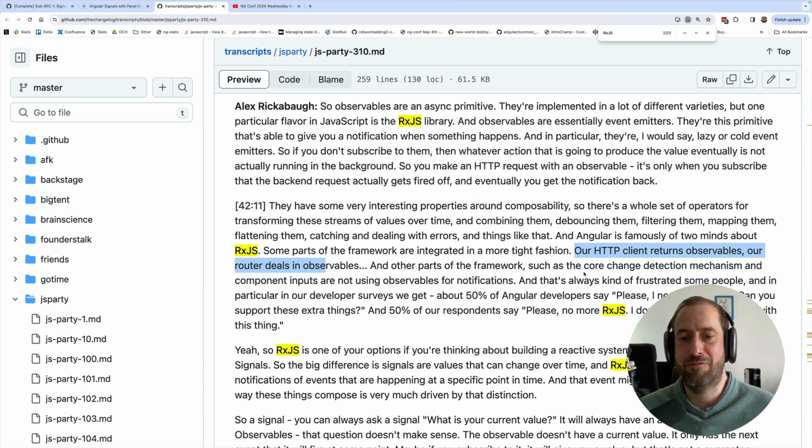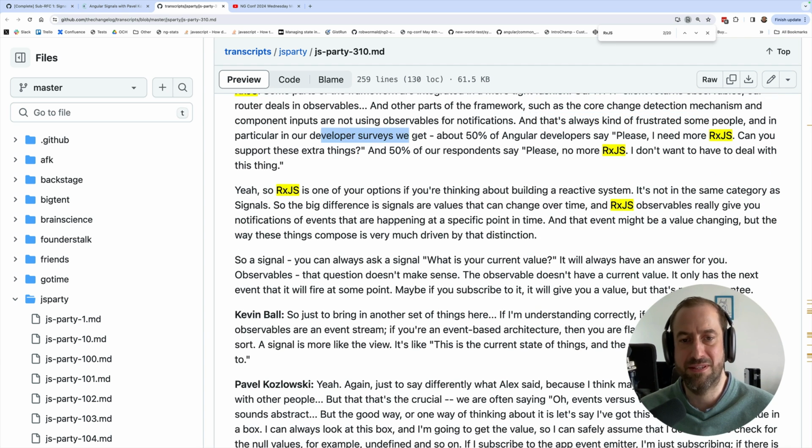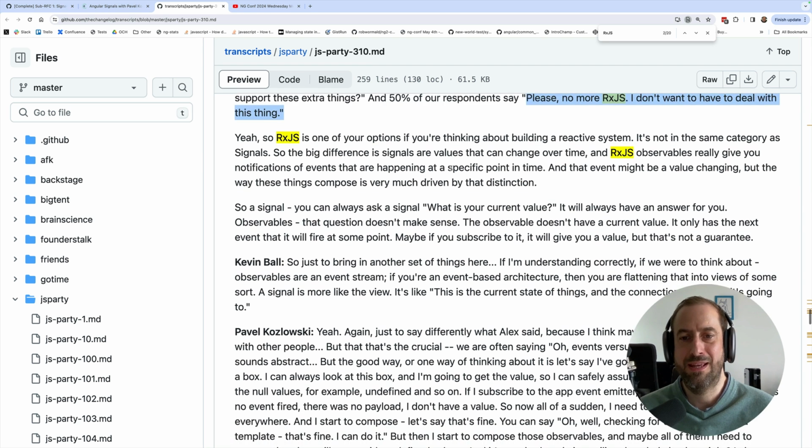While other parts of the framework, such as the core change detection mechanism or things such as component inputs, don't use observables. And that has kind of always frustrated some people. And in particular, the Angular team mentions here that in developer surveys, they would often get 50% of Angular developers say, please, I need more RxJS. Can you support these extra things? And 50% of the respondents say, please, no more RxJS. I don't want to have to deal with this thing.